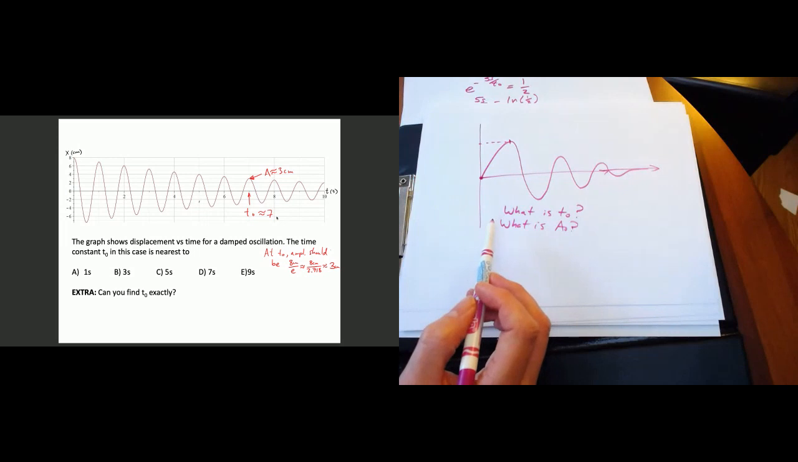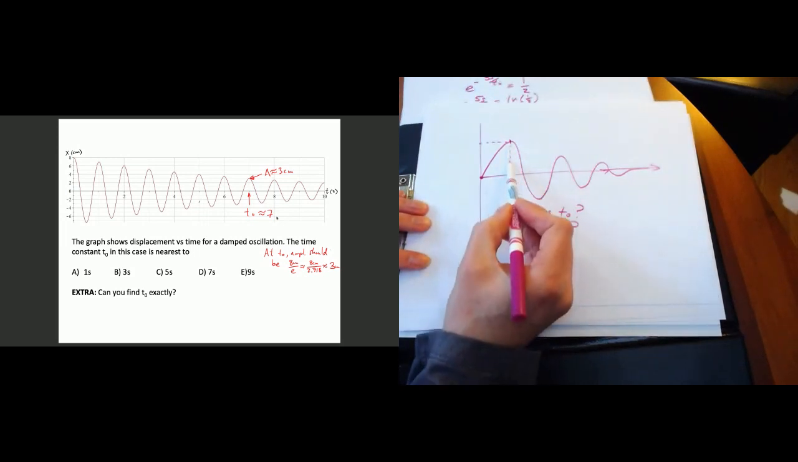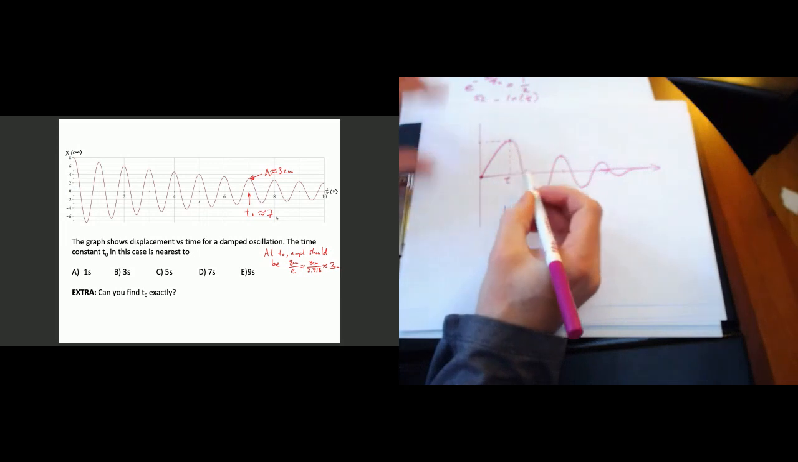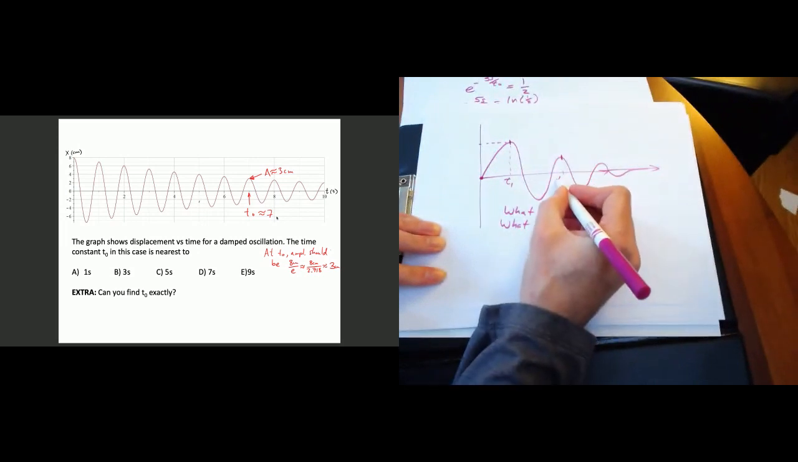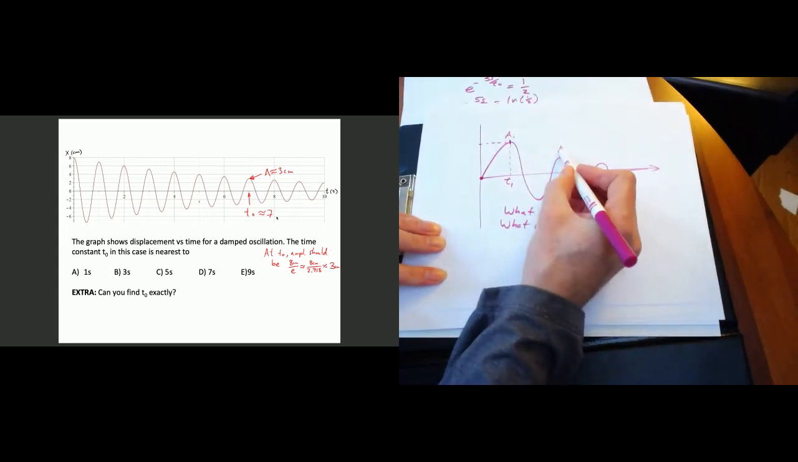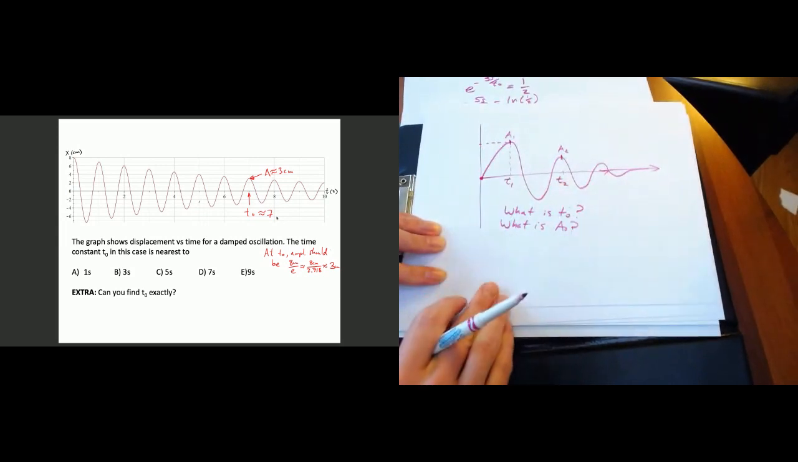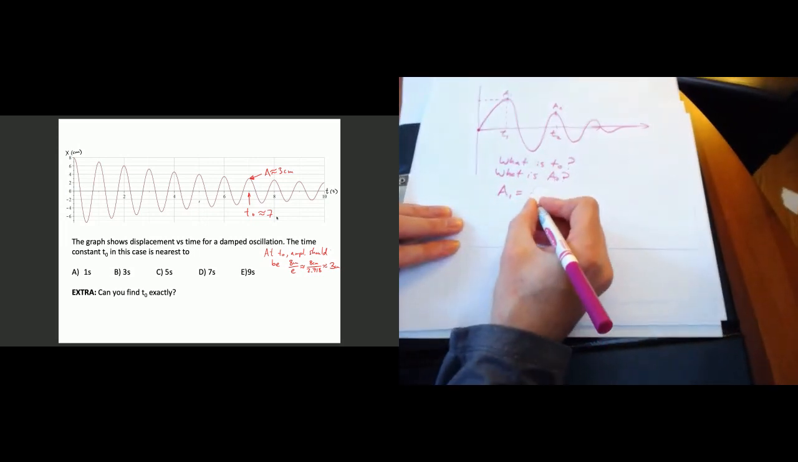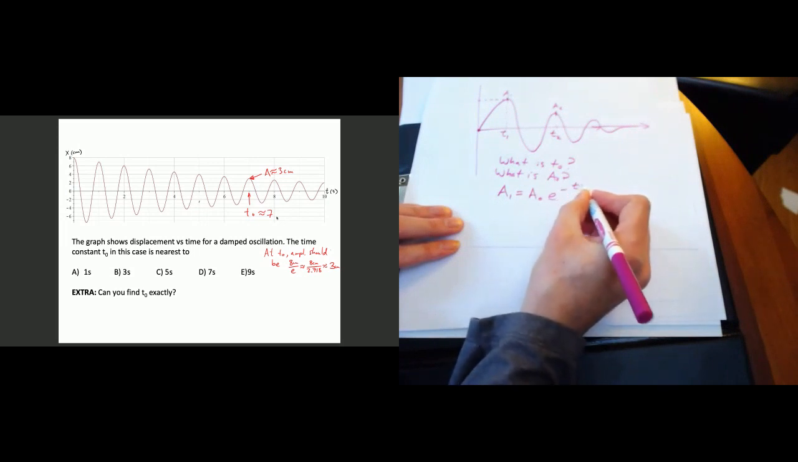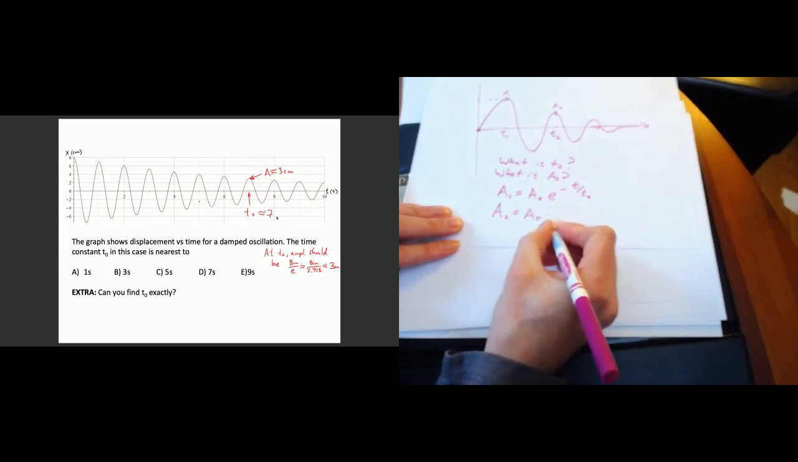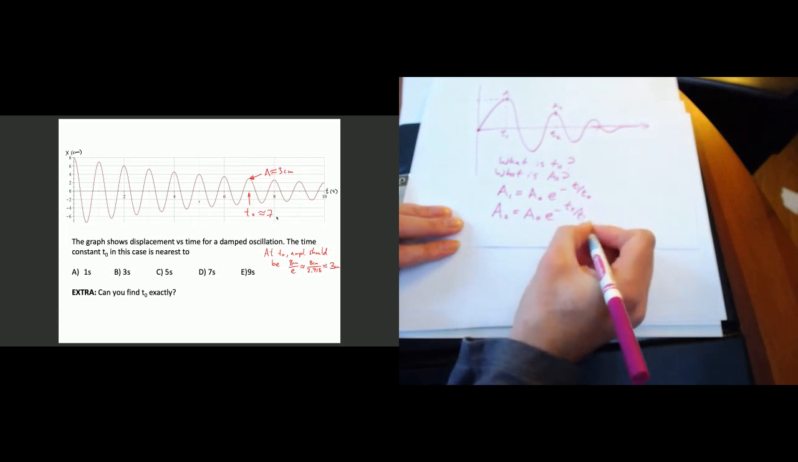Okay, so what would we do in this case? The way that we can understand this is, first, we could just choose to look at a couple of positions where it is easy to read off the amplitude. So we could choose this time t1 here and read off the amplitude a1, and we could choose that time t2 there and read off the amplitude a2. And then we could just write down our equations: a1 is equal to a0, which we don't know yet, times e to the minus t1 over t naught, and a2 is equal to a0 times e to the minus t2 over t naught.